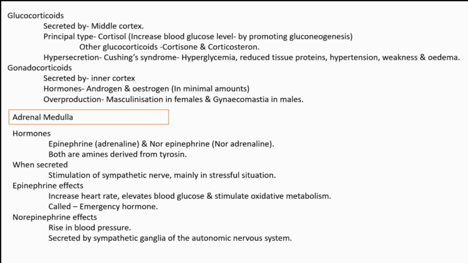These hormones help us to cope with emergency situations, to handle an emergency situation when a dog is coming running to bite us, or whenever there is an unexpected fire, or if we fall in water. In all those emergency situations, these hormones become very critical. These hormones are amines derived from tyrosine. They are secreted upon the stimulation of sympathetic nerves, when that stimulation occurs in a stressful situation.